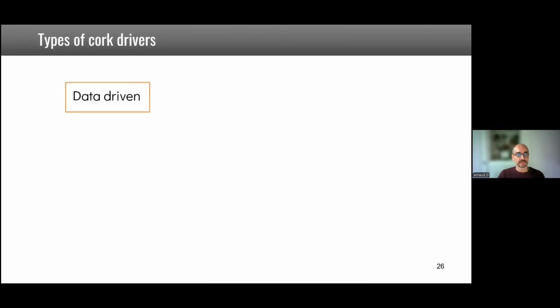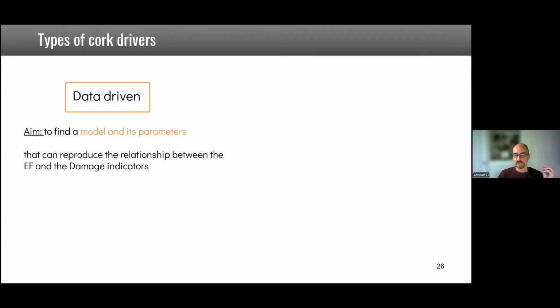So types of cork drivers. If you want to have a model and understand the physics, you have different ways to do that. That's the way I would like to explain. So you have the data-driven method. What does it mean? It means that your aim is to find a model and its parameters that can reproduce the relationship between the EF, the environmental factors, and the damage indicators, okay? So you need to find both the model and the parameters.